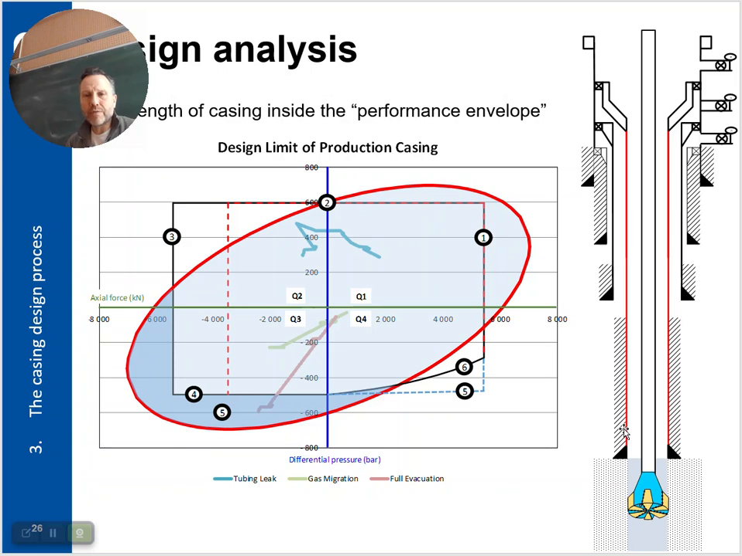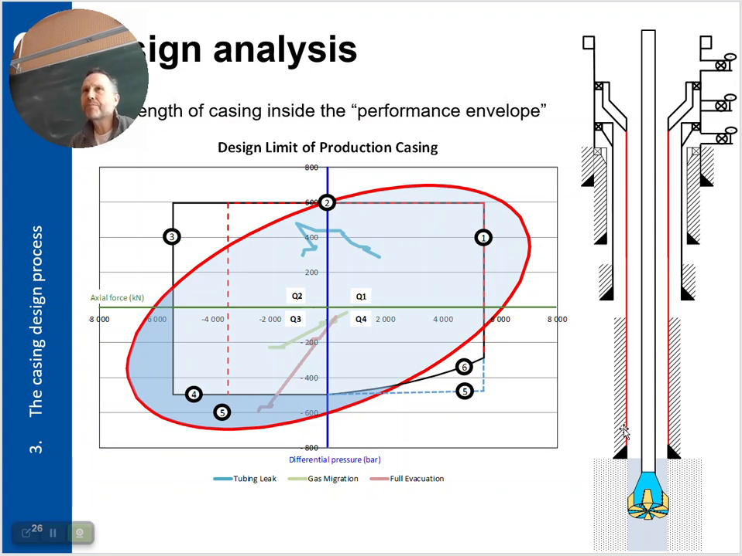The part that is important for us, we see curves here, and they are going from the top of the well all the way to the bottom. The full string would be represented in the three curves that we see here. And we see tubing leak is the one on top. Then we see gas migration in the green and full evacuation in the burgundy one, going outside the primary design envelope. So you'll have a lot of compression and collapse.